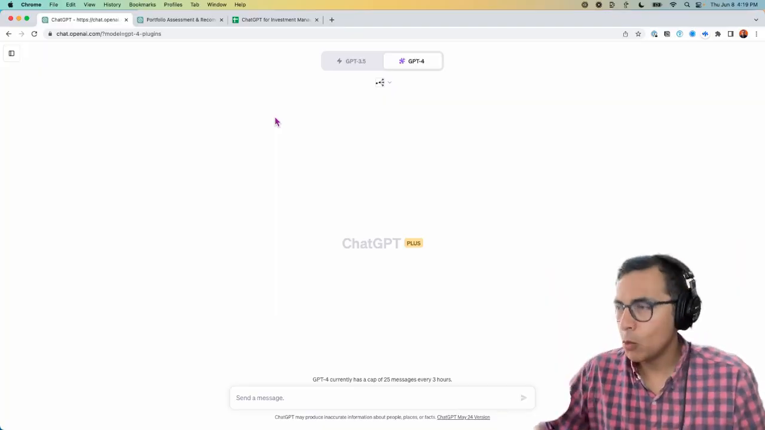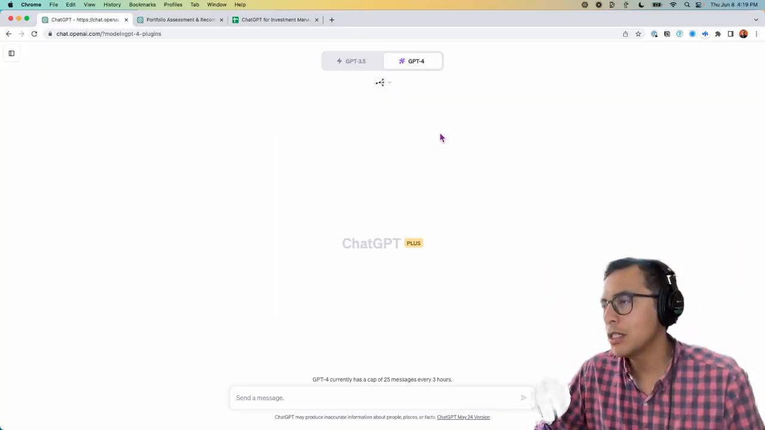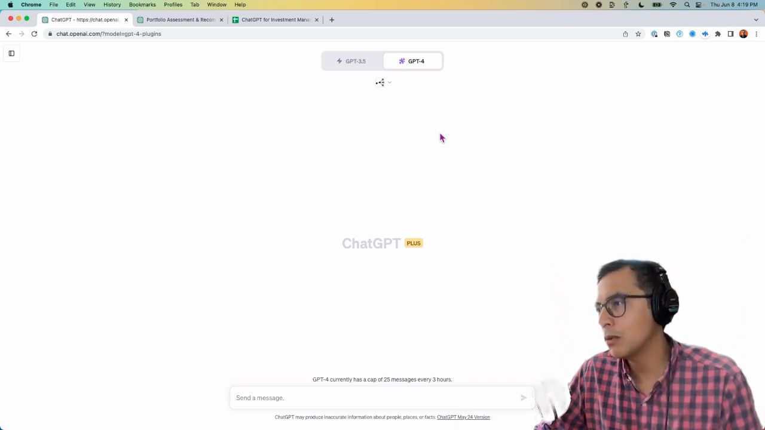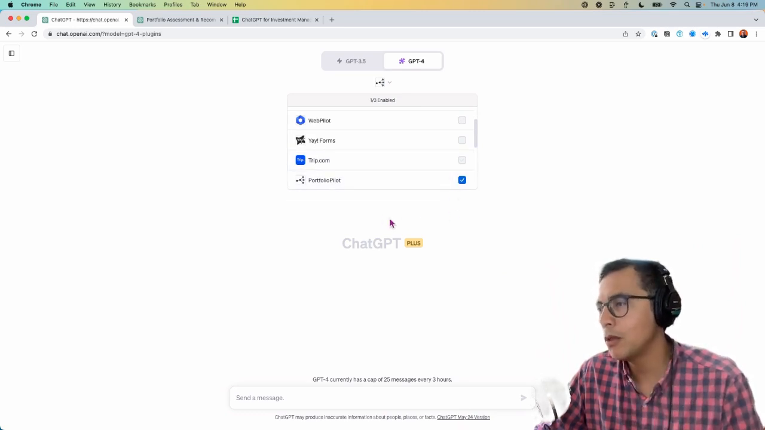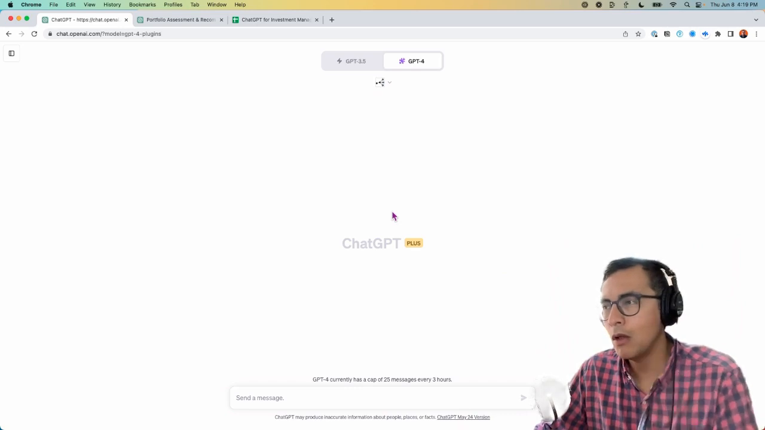First things first, I'm going to set up my environment. I'm leveraging the GPT-4 model. That's the latest large language model from OpenAI, and I'm making sure that I have my PortfolioPilot plugin activated. So in order for you to follow along with these prompts, make sure that you have those settings set up. All right, I'm going to walk you through my prompts and my process. I'm going to give you my commentary along the way, and hopefully you find this helpful.